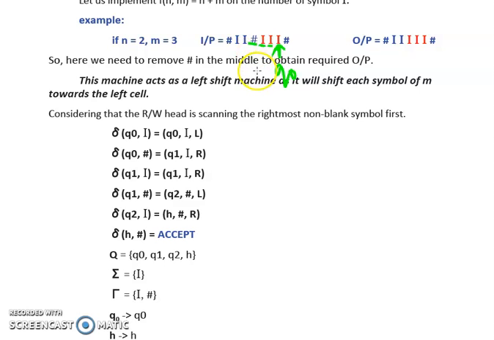Now we are on the same state Q naught, but this time we are reading the input symbol hash. So now it will be treated differently. So this hash will be replaced by a I and state becomes Q1. So now we are on the state Q1. State is changed and hash is also replaced by I. Now the movement of direction is towards the right direction as we are using R.